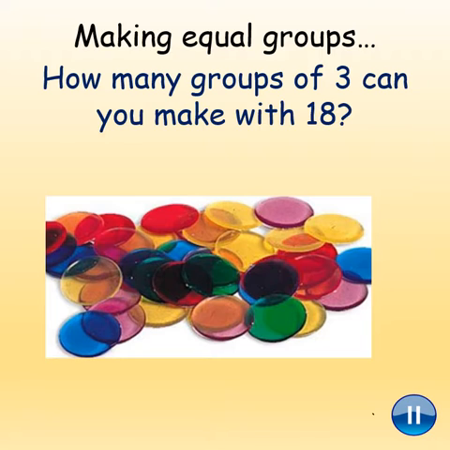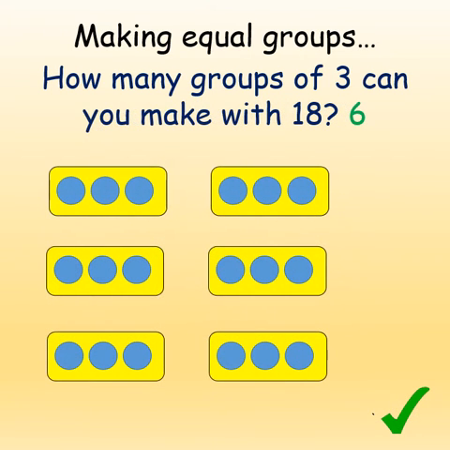How many groups of 3 can you make? Pause the video here so you've got time to make the groups. Okay, let's check. You needed to make sure that you made groups of 3. So every group should have 3 counters in. And you should have 18 altogether in your groups in total. And you should have made 6 groups. Okay, so well done if you've made 6 groups.